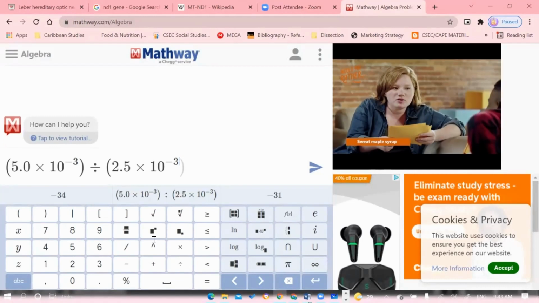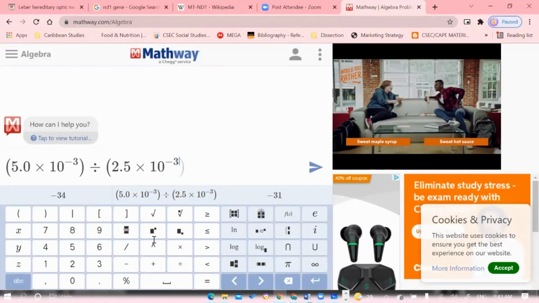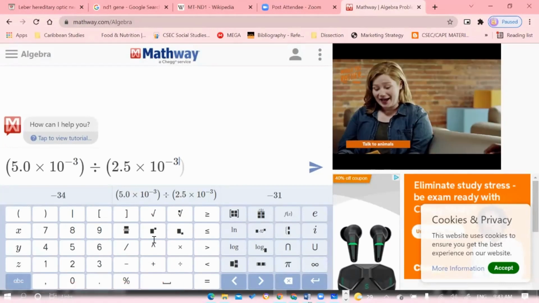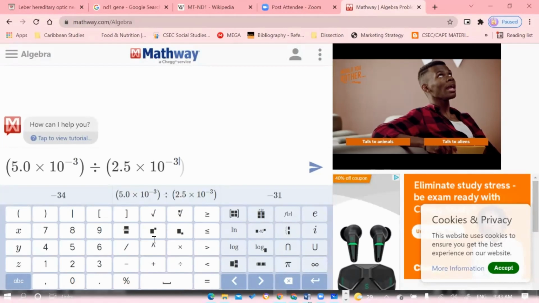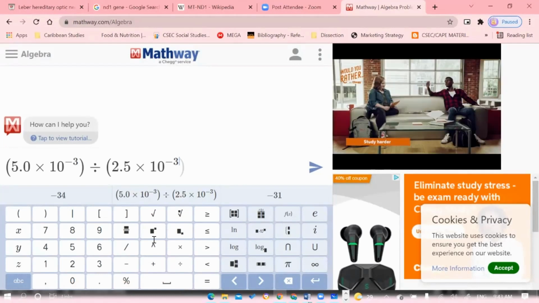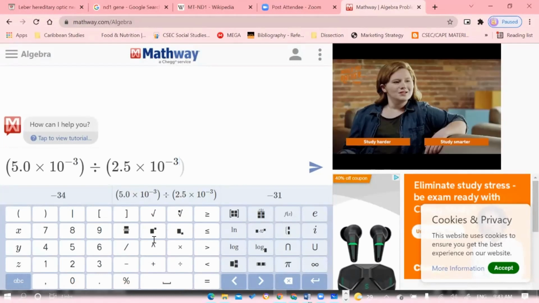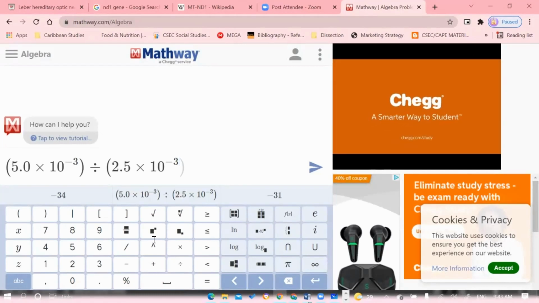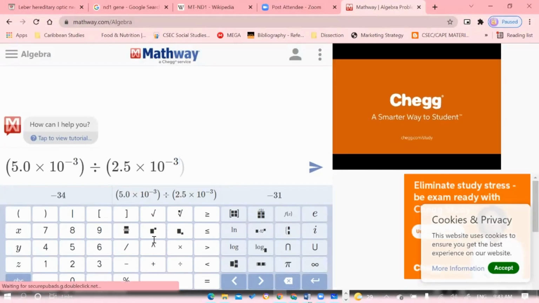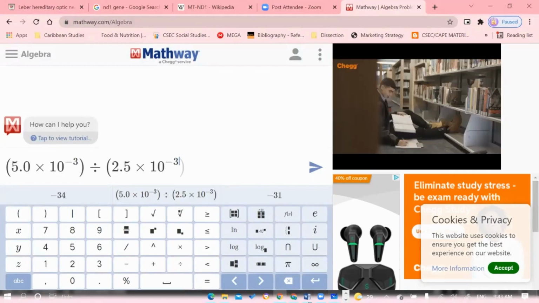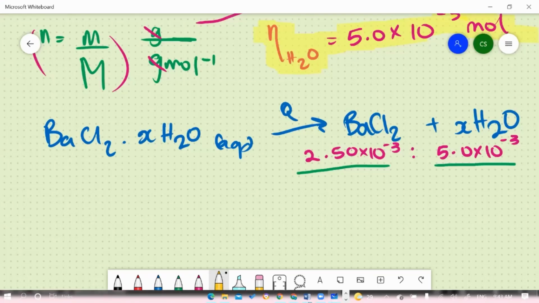So if you had 5.0 times 10 to the minus 3 and 2.5 times 10 to the minus 2, 5.0 times 10 to the minus 3 would be the smaller number of the two, okay? I can show you how. 2.5 times 10 to the minus 2 was what I said, right?